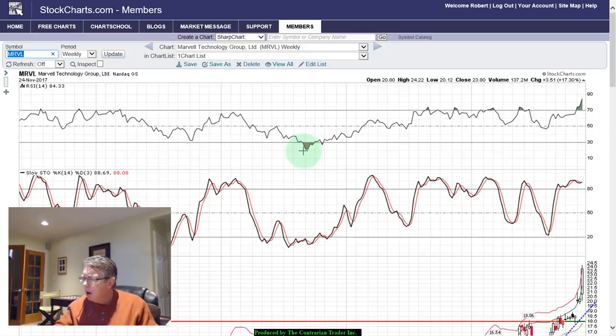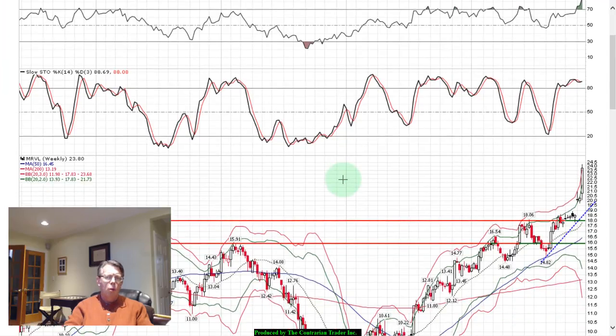Now, Marvel has a seasonality going back to 2013 for the month of November being up 100% of the times, and in December 75% of the times. So what we have here is a stock that's already gone parabolic. We're leaning into the third standard deviation Bollinger Band in red. We are trading above the 2 standard deviation Bollinger Band in green.